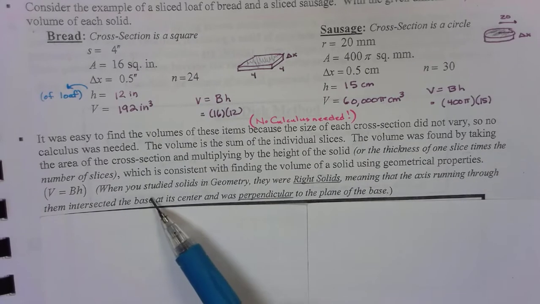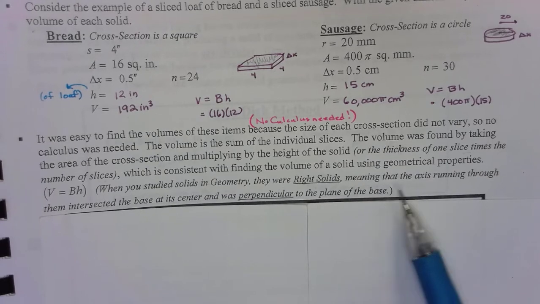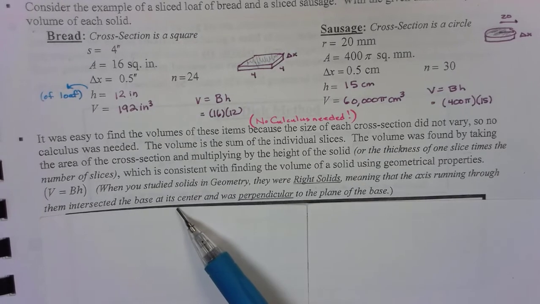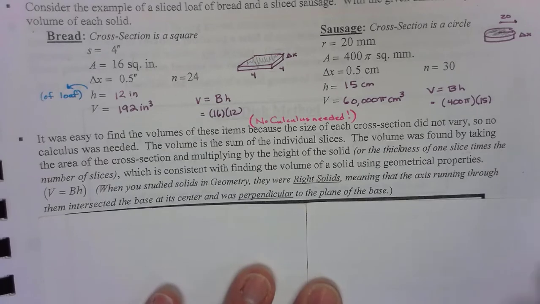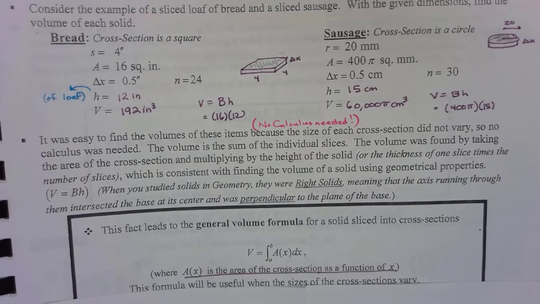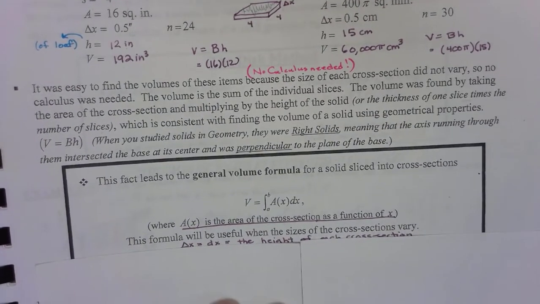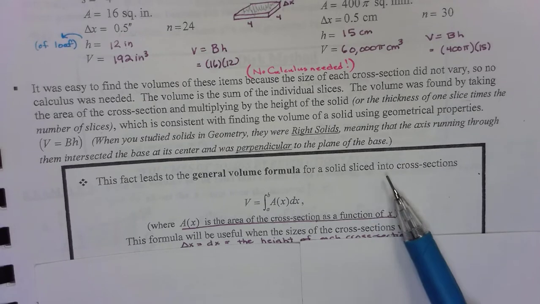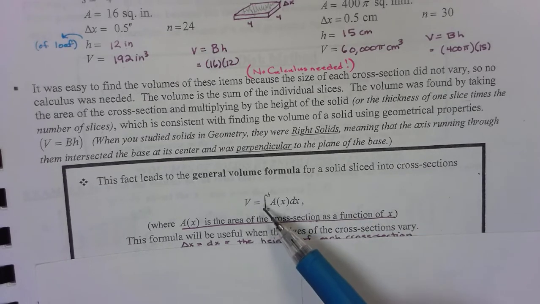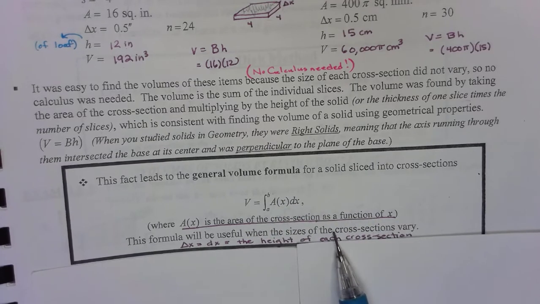Now, when you studied solids in geometry, they were right solids, meaning that the axis running through them intersected the base at its center and was perpendicular to the plane of the base. Let's remember that was a geometry rule you need. But this fact leads to the general volume formula for a solid sliced into cross sections. The volume is the integral from a to b of A of x, where A is an area that is a function of x if we're slicing on the x-axis.